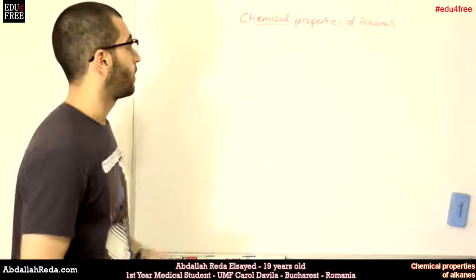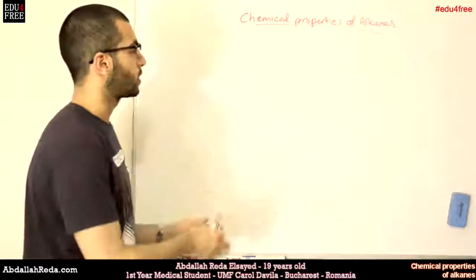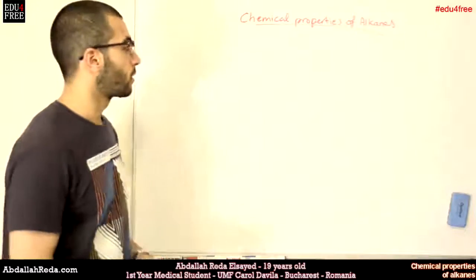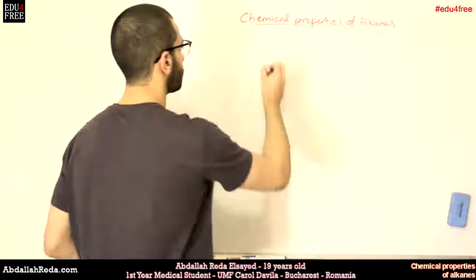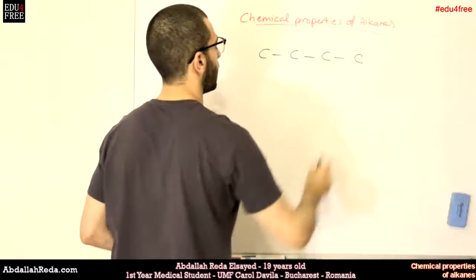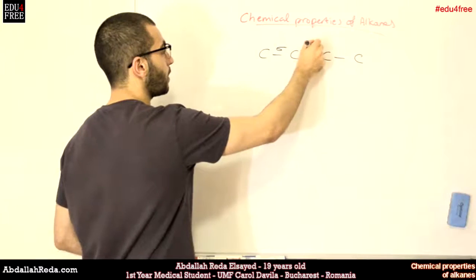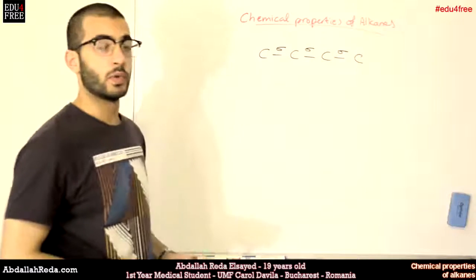Today we're going to talk about the chemical properties of alkanes. So we're going to mention the reactions that the alkanes are able to carry out. But before talking about this, we need to know that the bonds between the carbon atoms inside the alkane structure are actually very strong sigma bonds. And these sigma bonds are very hard to break.